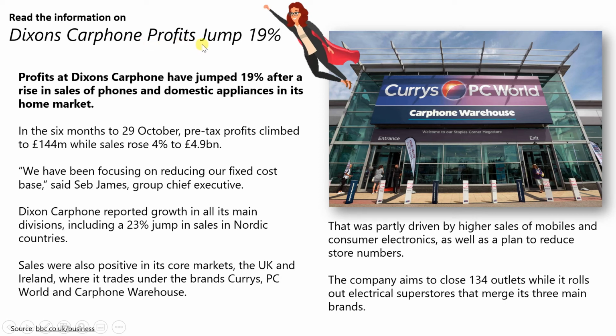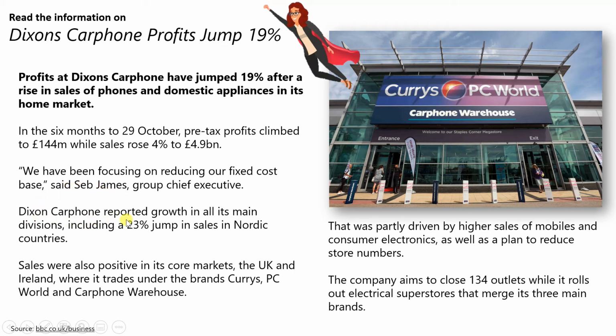Dixon Carphone profits jump 19%. Profits at Dixon Carphone have jumped 19% after a rise in sales of phones and domestic appliances in its home market. In the 6 months to 29th of October, pre-tax profits climbed to £144 million, while sales rose 4% to £4.9 billion. "We have been focusing on reducing our fixed cost base," said Seb James, Group Chief Executive.